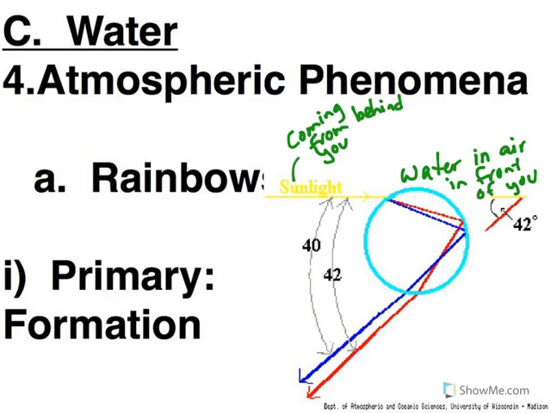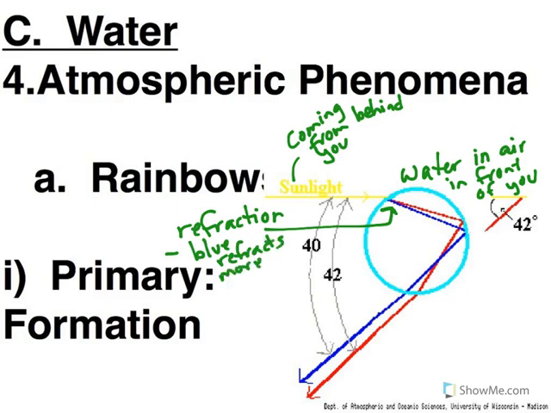The sunlight hits the water, and at that point you have refraction. That is the bending of the light by the water droplet. But the amount of refraction depends on the wavelength. So as you can see in the image, blue refracts more than red. And if you included violet, violet would be the most.